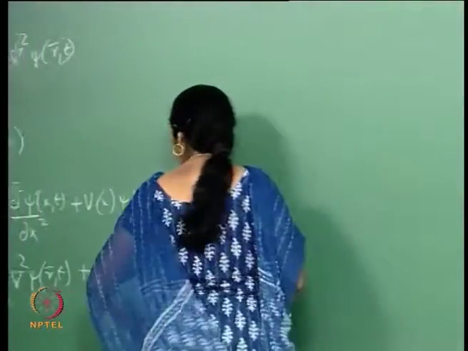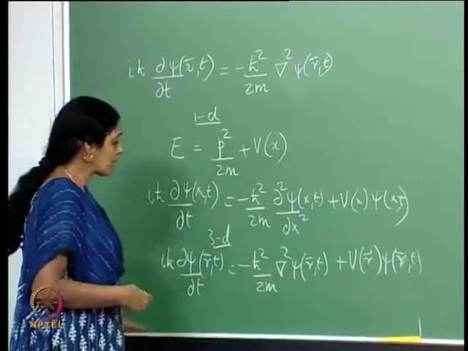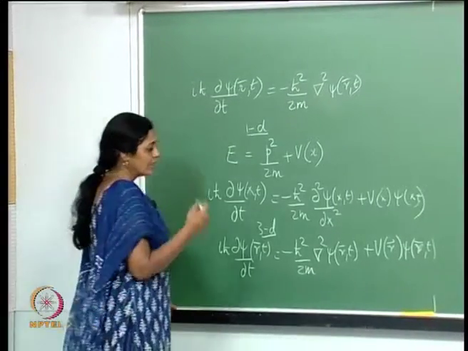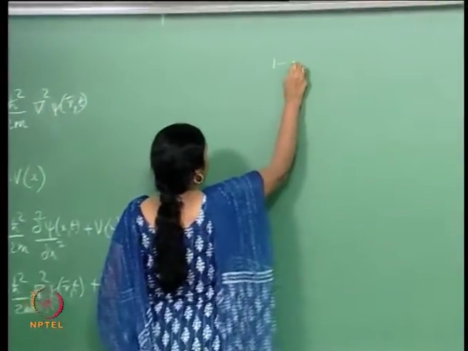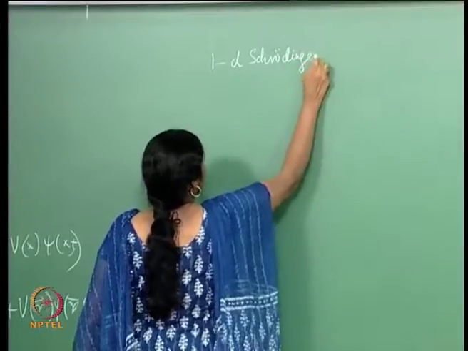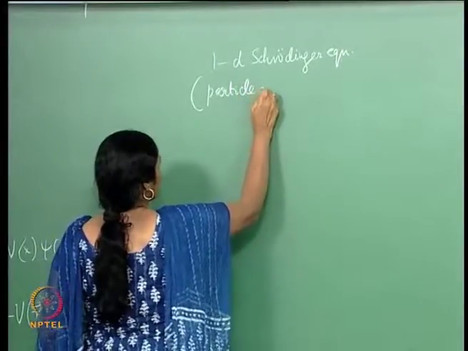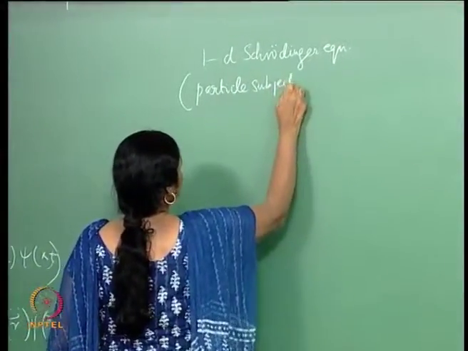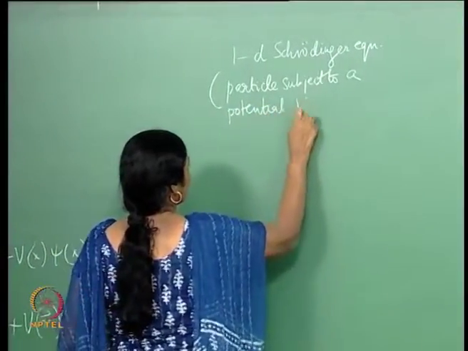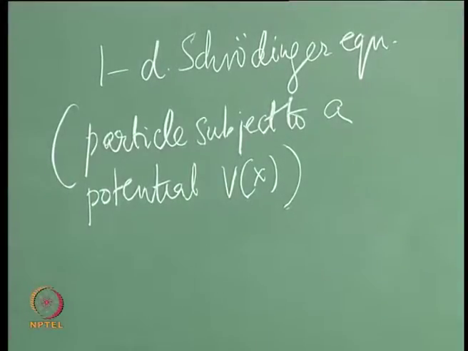Now, given this equation, I can see quite a bit happening from here. First of all, psi is complex. Let us go back to the 1 dimensional case. Schrodinger equation, particle subject to potential V of x. Psi is complex in general.